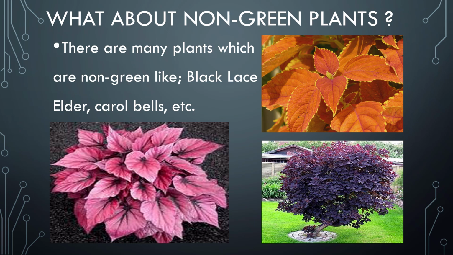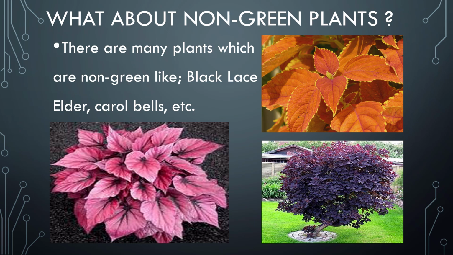In the second picture, it's purple in color, so the leaf has more purple pigment than green pigment. Here also it does photosynthesis, but it does not produce any glucose or carbohydrate. In the third picture, it has more pink pigment, and this pink pigment is hiding the green pigment present in it. This is how non-green plants work.